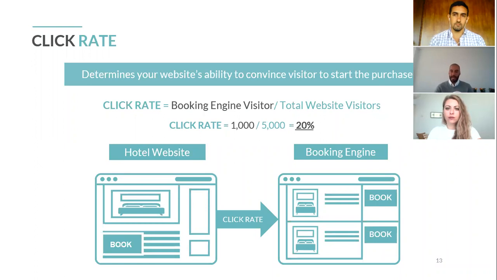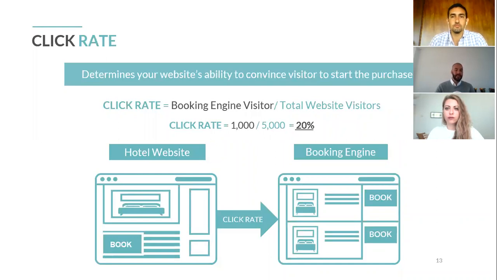So in this example, we have 1,000 divided by 5,000, which gives you a 20% click rate. So 20% of your hotel website visitors actually make it to the next step. You might think that's not much, but this is why we're doing this webinar, to put a light on issues like this one. This is a very important metric for you to understand that my website is not performing well enough. Only a fifth of my visitors make it to the booking engine. That's why I don't get enough bookings. That's why the performance of my overall website is not that good. So this is a way to identify what the issues are and how you can rectify them.